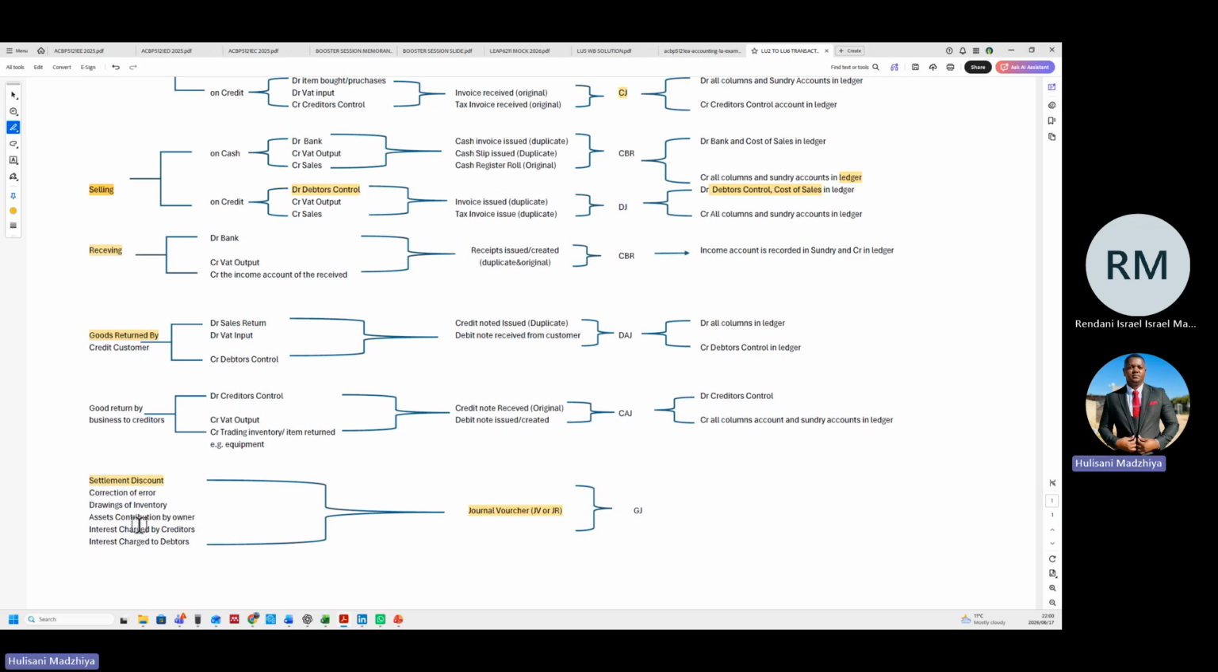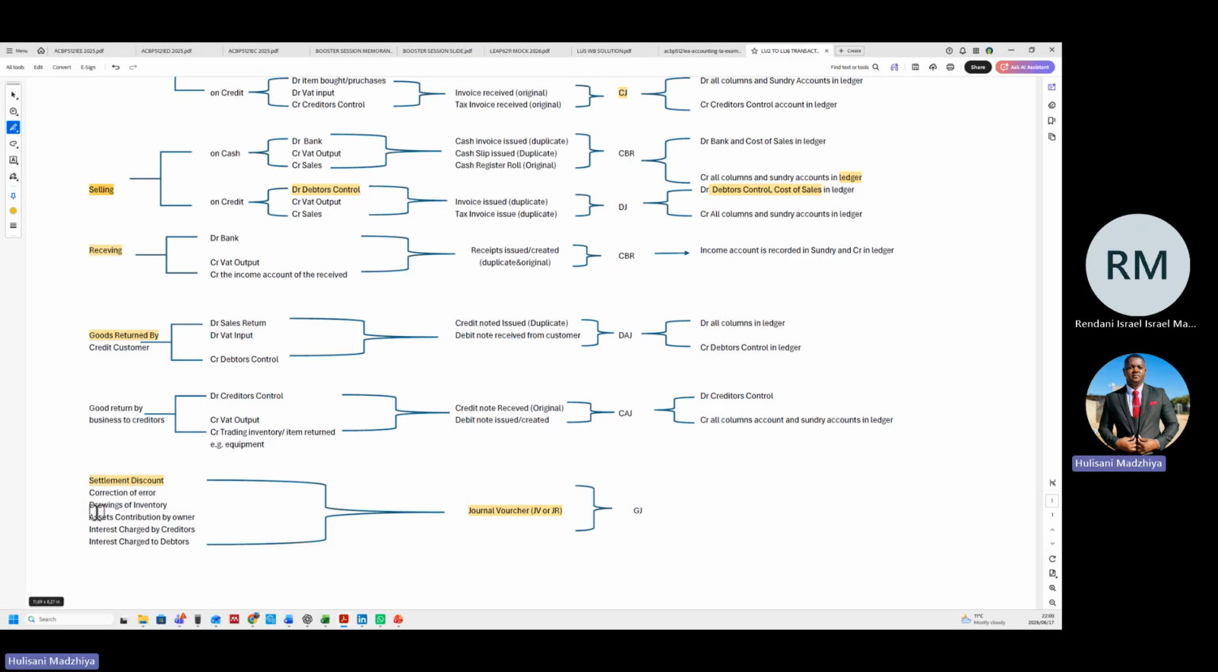And then also when we are correcting any errors, meaning that we recorded something wrong which we cannot rectify through these other books, we use what we call the general journal to correct an error in our ledger accounts.